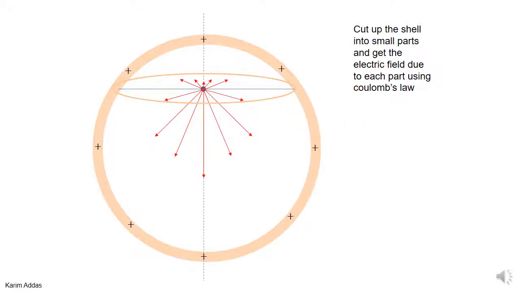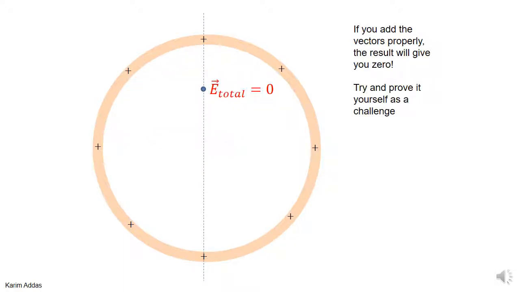If you calculate the problem exactly and add all these vectors properly using Coulomb's law, you will find that the total electric field is exactly equal to 0. So this is something you can actually prove using Coulomb's law. If you want, take it as a challenge and try to prove it. And if you want to come and discuss it with me, we can try to solve it together.